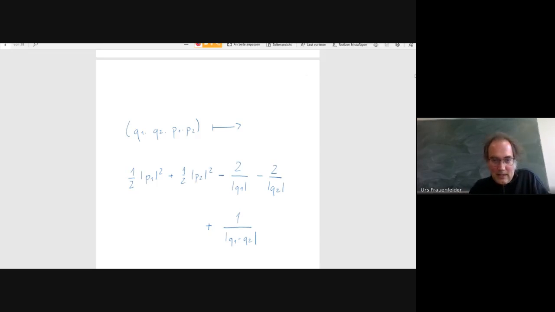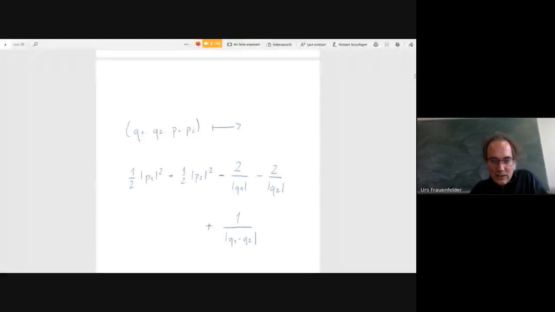So we have q1 and q2, the positions of the two electrons, and we have the two momenta. What we have is the kinetic energy of both electrons. Then the nucleus is attracting them. So the potential consists first of minus two times the distance to the nucleus. It's minus two because helium has two protons in the kernel.